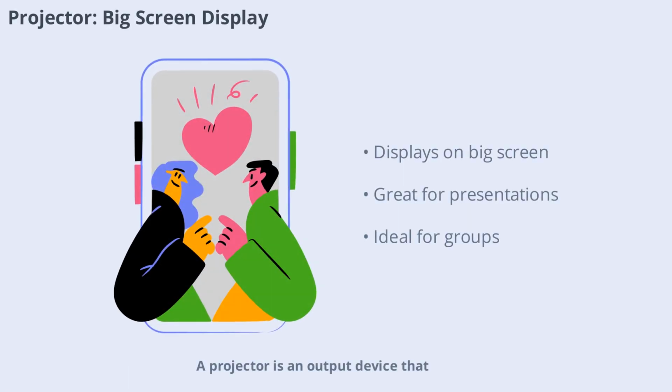Projector is an output device that displays your computer's screen onto a larger surface like a wall or screen. This is especially useful for presentations, meetings, or watching movies with a group. Projectors help share information with a bigger audience and make your content more visible.